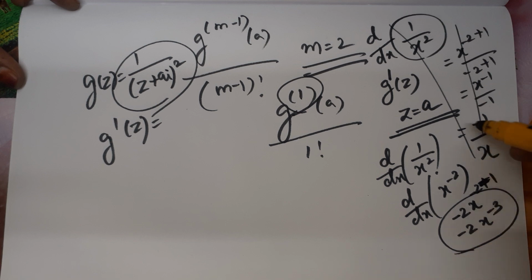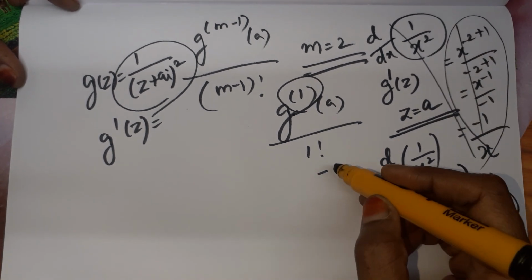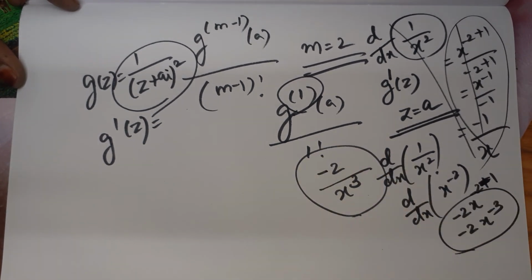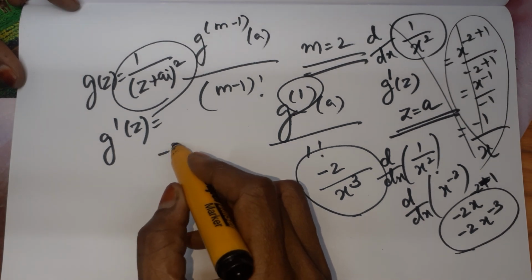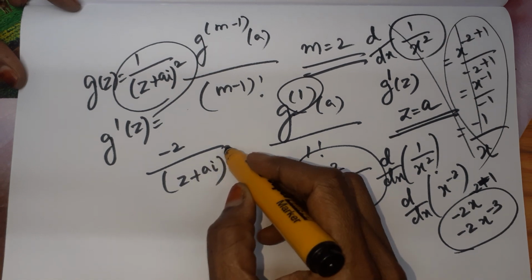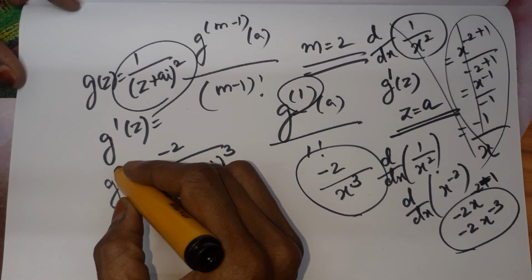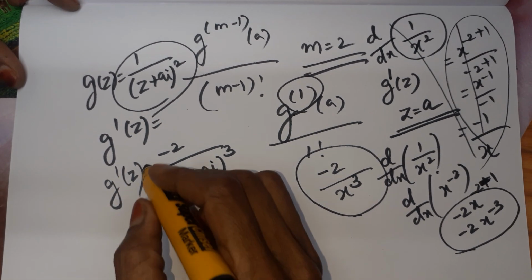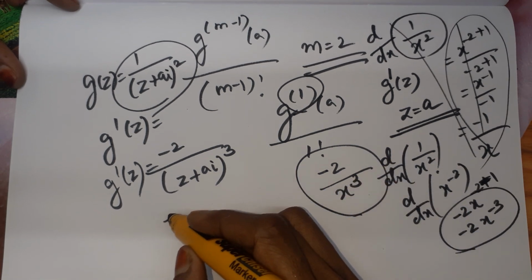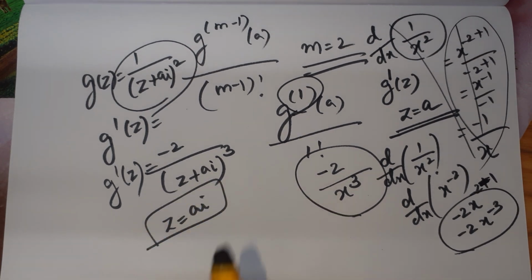I'm sorry, here I confused with integration. Okay, so the differentiation is minus 2 by x power 3. So instead of x, here it is minus 2 by z plus ai power 3. This is my g dash of z. After differentiation, we have to substitute z as, what is the pole we have? ai. So ai we have to substitute.